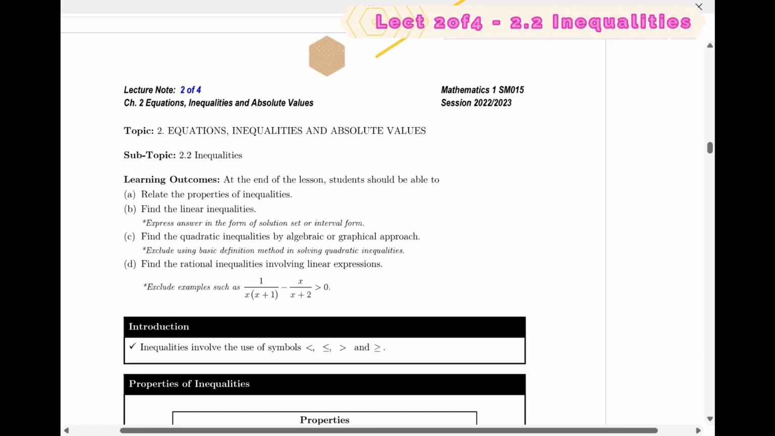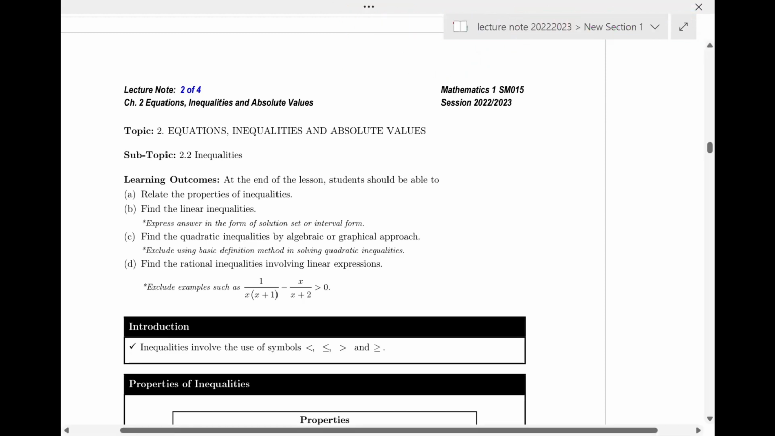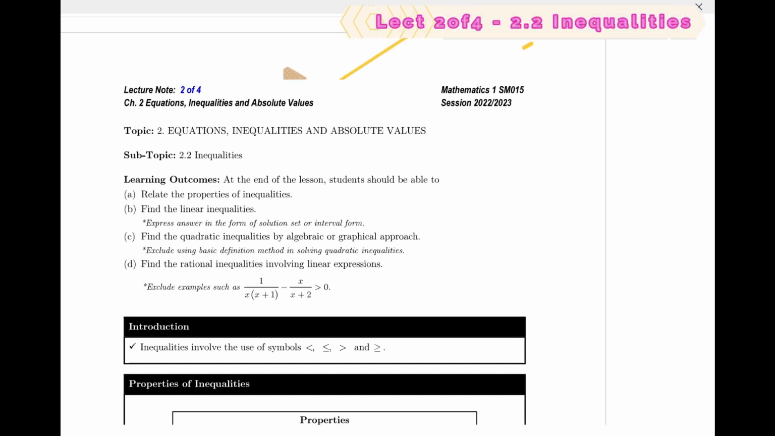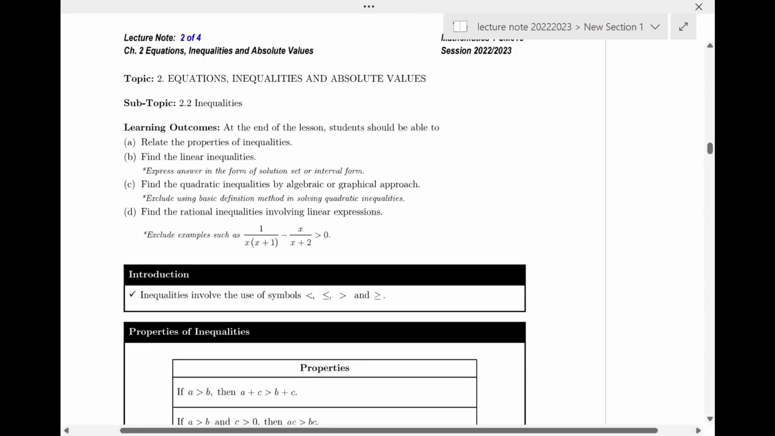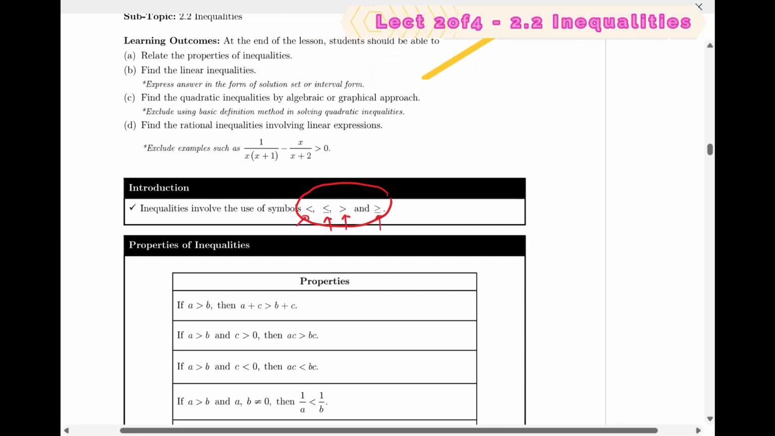Earlier on, subtopic 2.1 was about equations. The difference between equations and inequalities is that for an equation, we have the equal sign in our expression, while for inequalities, we have the inequality symbols in our expression. So what do I mean by these inequality symbols? These are the symbols we are going to use throughout this subtopic: less than or equal to, greater than, and greater than or equal to.